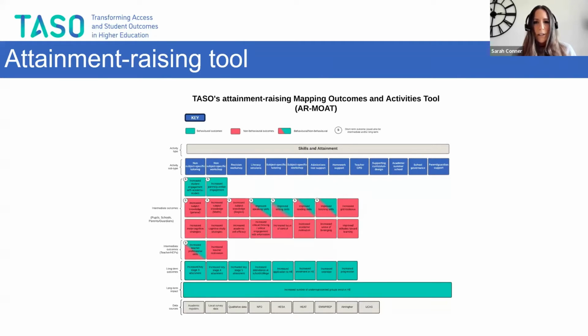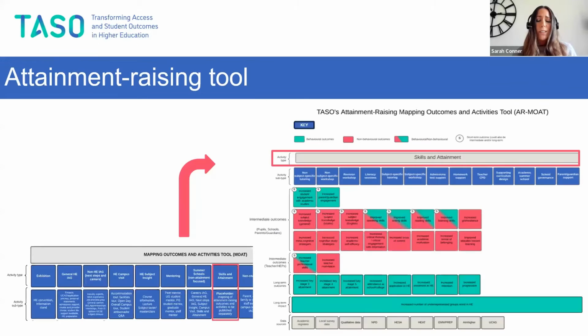And this is what it looks like. So it's very similar to our pre-entry MOAT, and we're calling it our attainment raising MOAT. So it's like a little spin-off from the pre-entry MOAT, and you can see again it's very similar. It has your broad activity type, which is focused specifically on skills and attainment. And this is broken down into different subtypes, such as homework support or an academic summer school. And then again, your outcomes split by behavioural as well as non-behavioural. So those are our 2 tools that we have running at the moment.